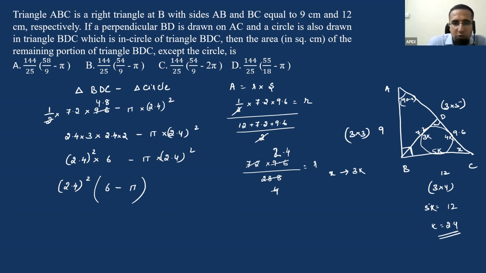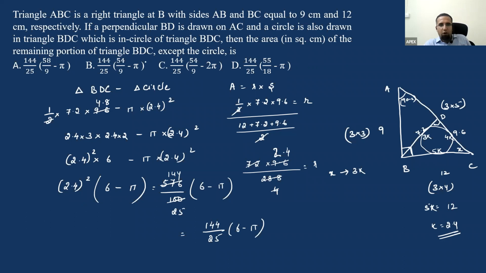Clear, guys? Now 2.4, what is 2.4 whole square? That is 5.76. So 576 divided by 100 into 6 minus pi is what we have. Clear? Let's see. 576 is 4 into 144 and 4 into 25. So our final answer becomes 144 by 25 into 6 minus pi. So 144 by 25 is there in all of them. 54 by 9 is equal to 6 minus pi. So this is satisfying. Therefore, our answer in this case becomes option B.